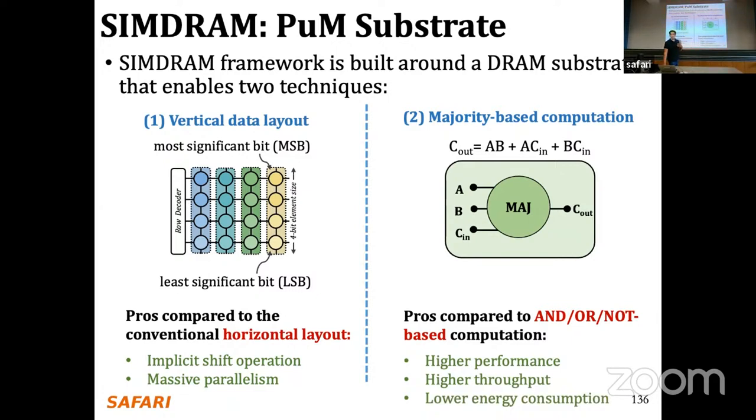Because what AMBIT supports natively is the majority operation. It's only that the AMBIT paper, using this majority operation, proposes a way of doing AND and OR. In SIMDRAM, what we do is use the majority operation directly, because with majority and NOT, we also have a functionally complete set and we can create any operation.